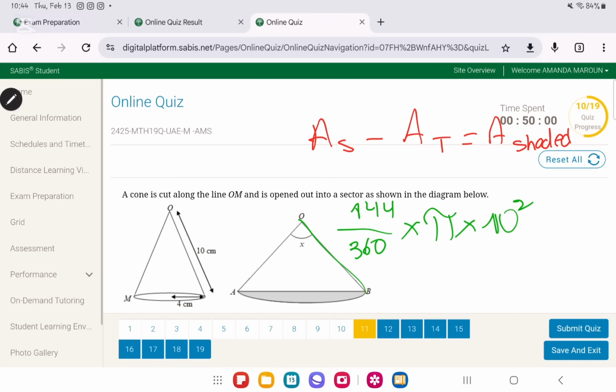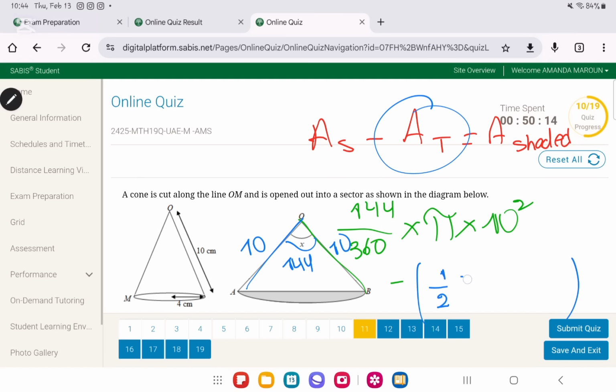Okay. Then we are going to subtract it from what? From the area of a triangle. For the area of the triangle, you have both sides being 10, 10, and the angle in between them being 144. So you're going to use the sine rule, which is 1 over 2 times side times side times sine of the angle in between them. So on the calculator, 144 over 360 times pi times 10 squared, minus 1 over 2 times 10 times 10 times sine 144.